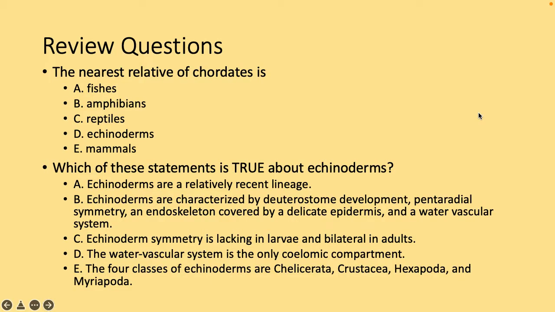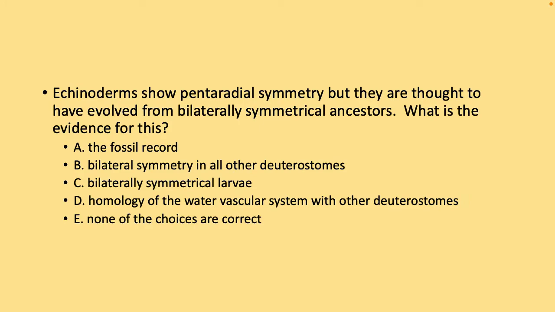Review questions. The nearest relative of chordates is D, Echinoderms. Which of these statements is true about Echinoderms? B, yep. Echinoderms show pentaradial symmetry, but they are thought to have evolved from bilaterally symmetrical ancestors. What is the evidence for this? Who's bilateral in their life cycle? C. Yeah, it's C, the larvae.